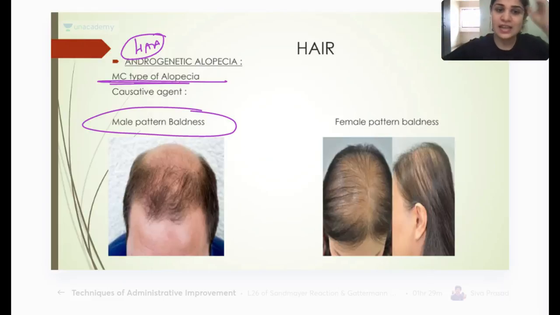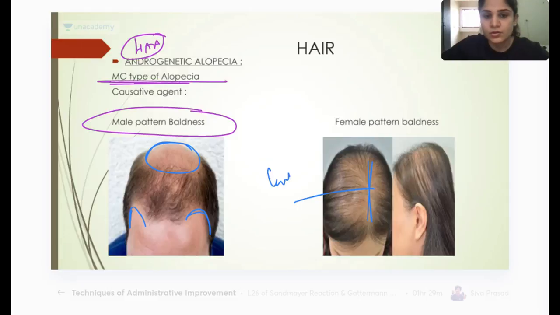Okay, so HAA, can you tell me where is the exact baldness seen? Like, which is the area where you see the exact baldness? Bald. Okay, so it is seen here. This is called as the temporal area. So you have temporal balding and you have balding of the vertex. Okay, so temporal balding and balding of the vertex specifically seen in male pattern baldness. In female pattern baldness, you will see balding in the center. Okay, so you'll see thinning of hair in the center parting. So that is the difference between male and female pattern baldness.